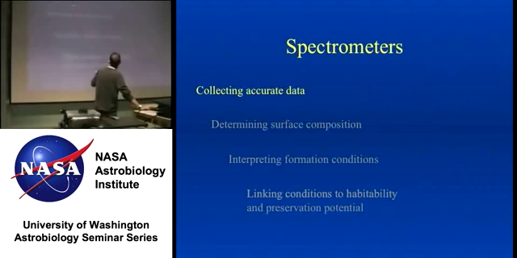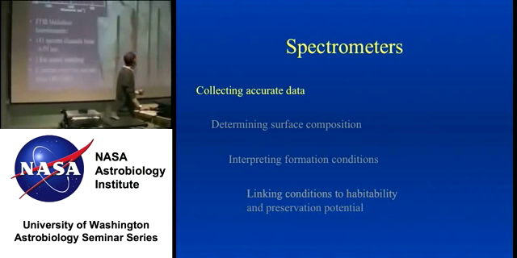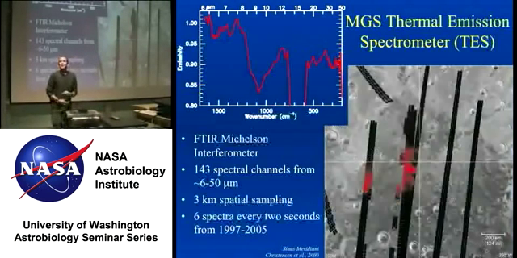So I'm going to start with basically this step here, collecting accurate data. And I want to go over some of the different instruments that have been flown on the different spacecraft, basically to give a sense of what kind of data is being collected and what it's capable of doing. And the first one I'm going to start with is the thermal infrared, because that's my bias.